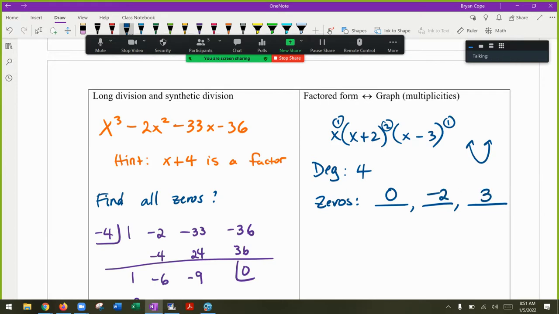-2. Wonderful. What are their multiplicities? 1, 2, and 1. Excellent. Okay. Now let's talk about the behavior. That means at 0, it's going to act like a line. At -2, it's going to act like a parabola. And at 3, it's going to act like a line.